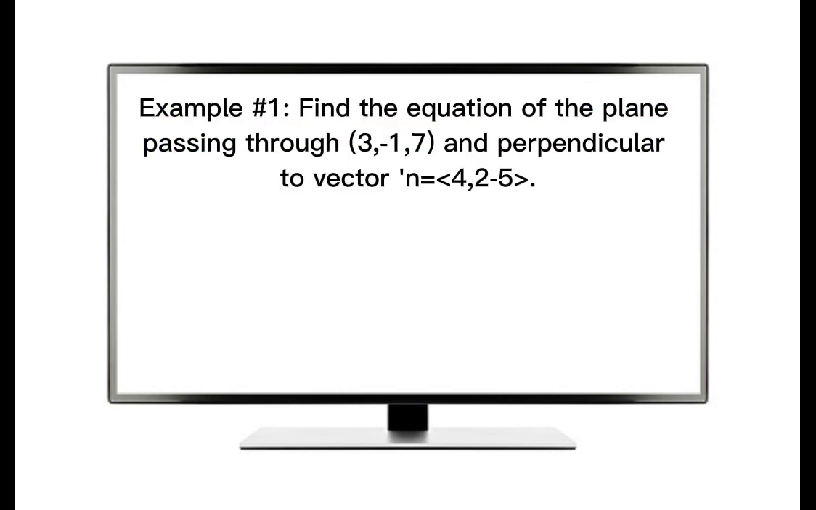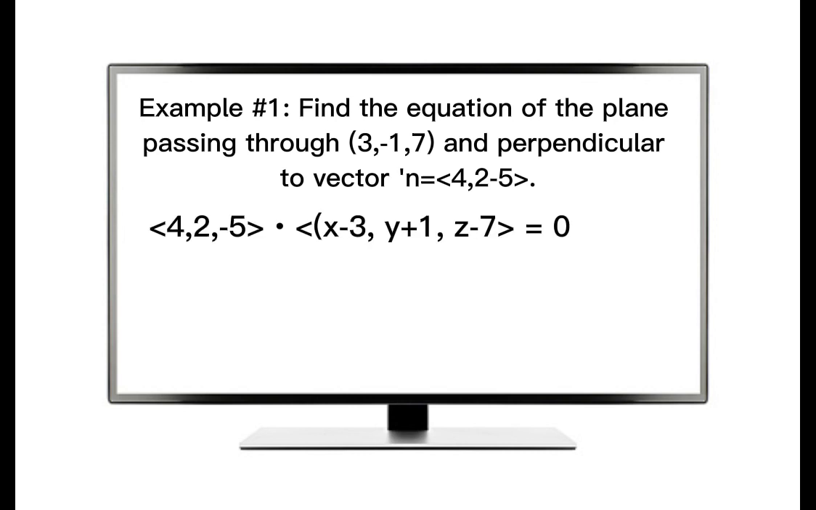Example number 1. We are going to find an equation of the plane passing through the point 3, negative 1, 7 and perpendicular to vector n, which is 4, 2, negative 5. Like before, this is not going to be a unique equation. It's going to be one equation based on this point and this vector. We could choose a different point, we could choose a different vector.